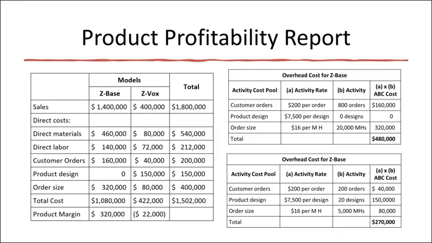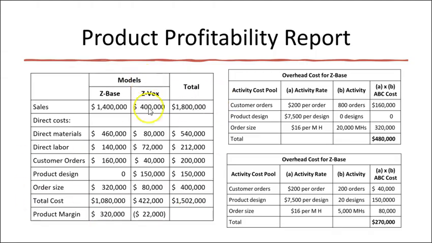So what's significant about product profitability and customer profitability? Well, let's take a look at them one at a time. Product profitability reports are two of the common management reports used by ABC, product reports and customer reports. Let's review the Z-Bass and the Z-Vox. We compute the profit for each product by using the sales figures, the direct cost, the indirect cost, and then using the information, we now prepare the total product profitability report.